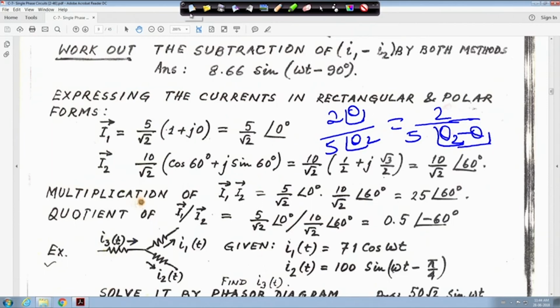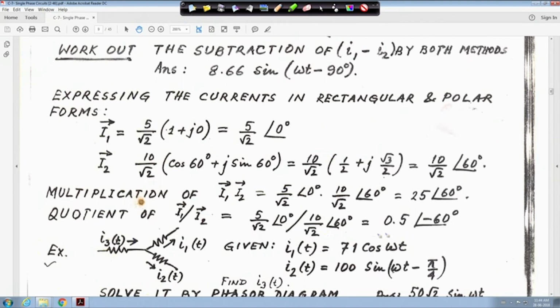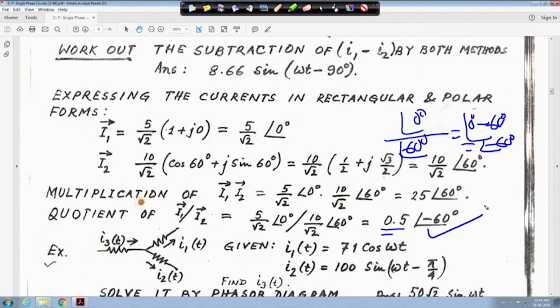So, in this case it is 5 by root 2 by 10 by root 2, which will be 0.5, and it was actually angle 0 degree by angle 60 degree, numerator 0 degree, denominator 60 degree, so it comes to 0 degree minus 60 degree, which is angle minus 60 degree. That is why it is minus 60 degree, right. I hope this is from your higher secondary mathematics, the complex number chapter, class 11.